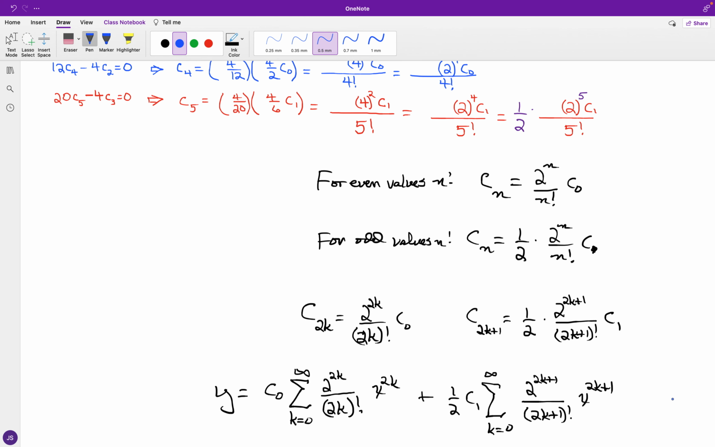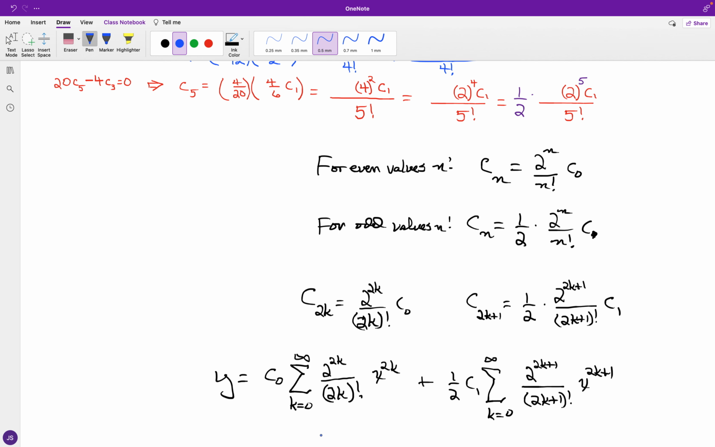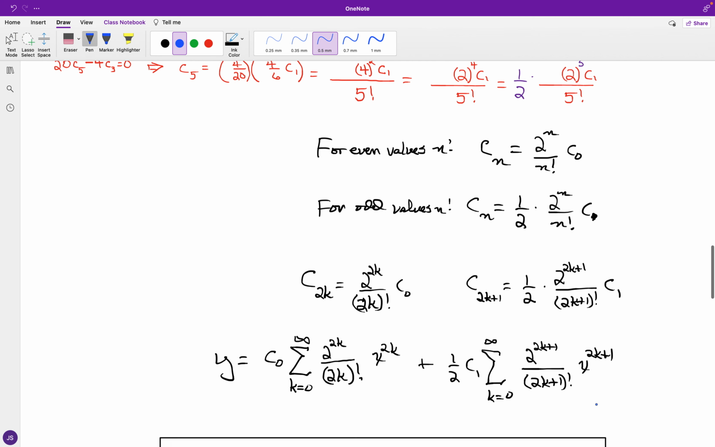And looking at what we have and looking at solving for y, I'm replacing n with 2k, and so you have on the even side, just like what I did with the sum, just moving c naught out to the front, and we have 2 to the 2k over 2k factorial times x to the 2k. And for the odds, again, just moving 1/2 of c sub 1 out to the front, and I have times the summation as k goes from 0 to infinity of 2 to the 2k plus 1 over 2k plus 1 quantity factorial times x to the 2k plus 1.